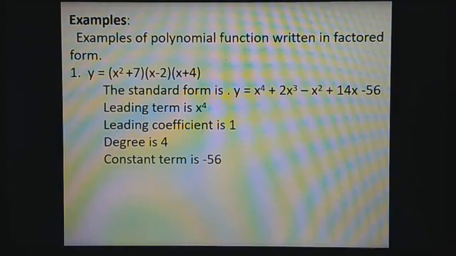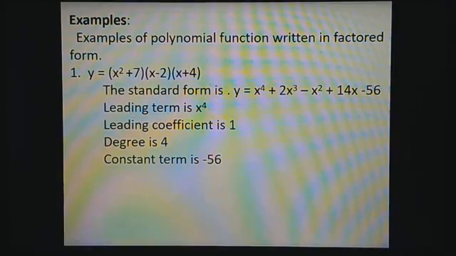So, kung isusulat mo kasi siya ng standard form, makikita mo agad kung ano ang leading term, leading coefficient, degree, and constant term. Pero kung paano mo siya isusulat ng standard form, ang gagawin mo dun sa polynomial function in factored form, imumultiply mo lahat ng factors. And then, isusulat mo na siya in descending power. And it will result to y is equal to x raised to 4 plus 2x raised to 3 minus x squared plus 14x minus 56, multiplying the three factors.